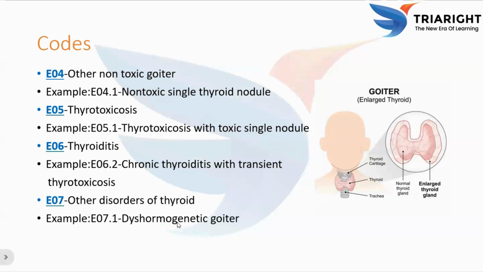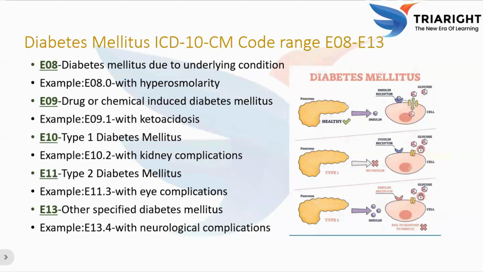So whenever a disorder of the thyroid other than thyrotoxicosis, thyroiditis, or non-toxic goiter, like this dyshormogenetic goiter, is diagnosed for the patient or specified within the record, assign the E07 code. Okay.